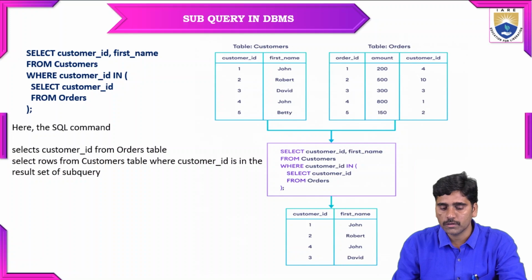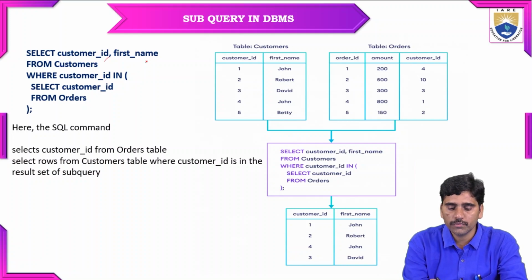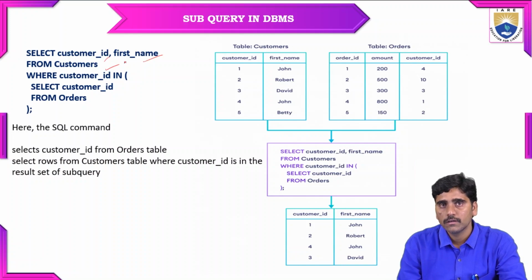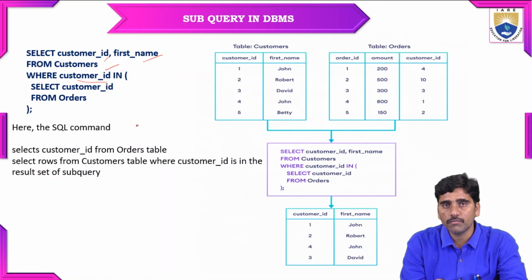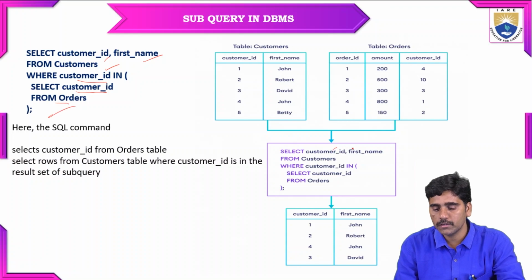So here is another one: select customer ID, first name from customers where customer ID in (select customer ID from orders). That indicates the inner query, select customer ID from orders, executes first. So that is what displays here.